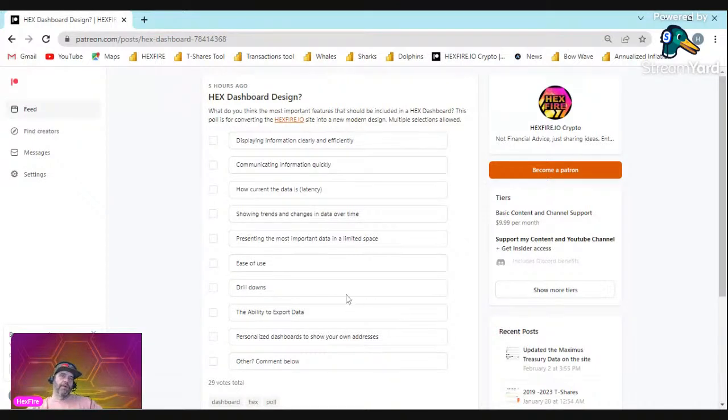What I'm looking for is the poll data on what people are looking for. So it's good that it also brings people to Patreon if they want to join that. What I was asking about the design is, what do people want to see? What do you want to see with the new Hex dashboard, and what's important to you?